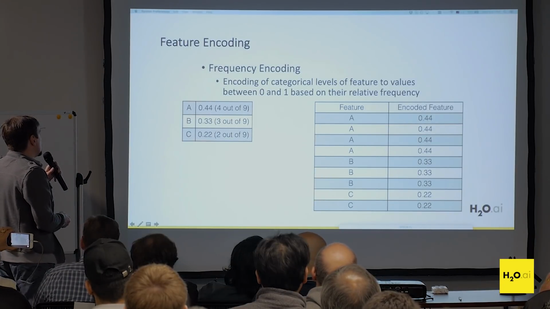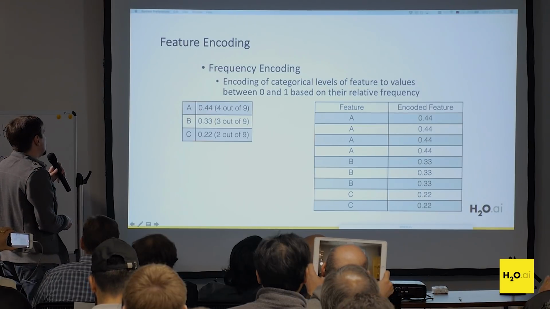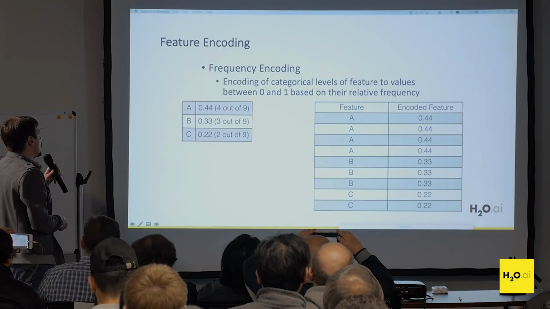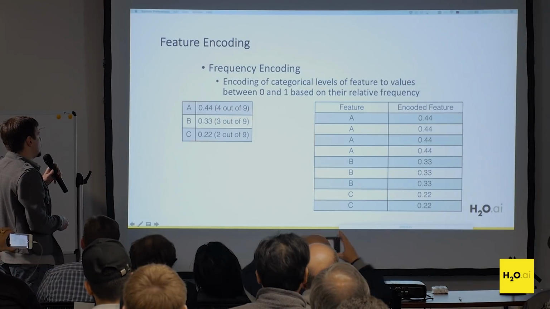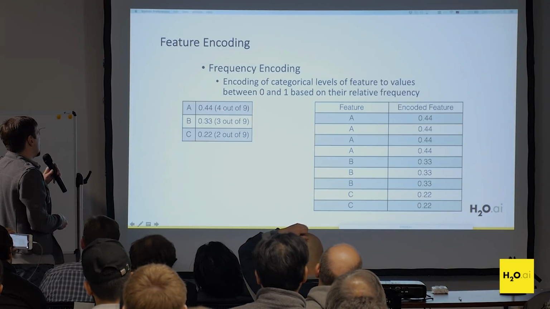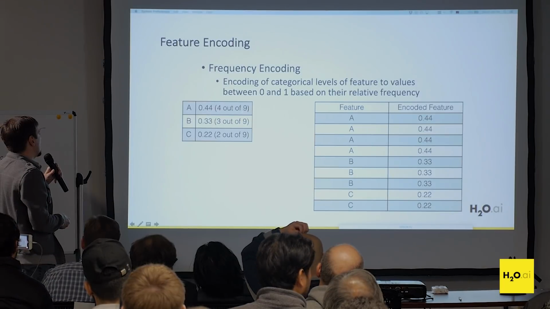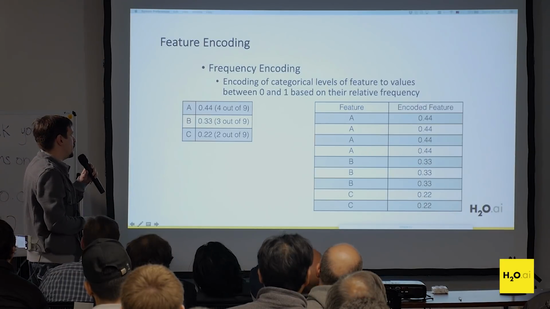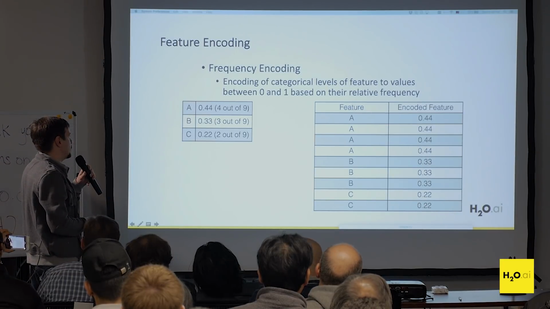Also, you can do frequency encoding. You just encode your category using frequency. So basically, you calculate how many times you see this category in your data set, and normalize it, dividing by the total number of rows in your data set to get the frequency. You can think of it as the probability to meet this particular category in your data.